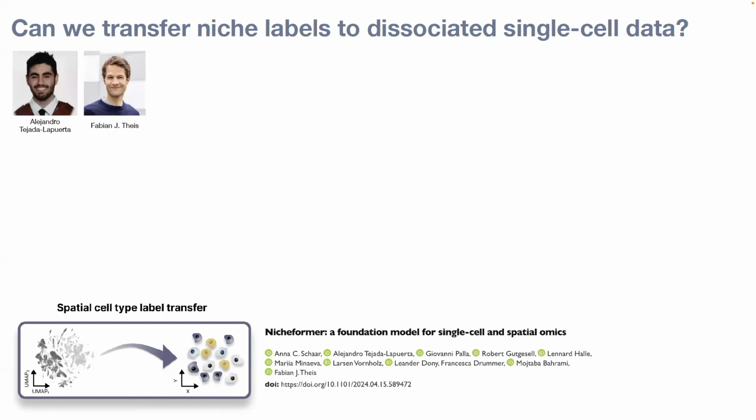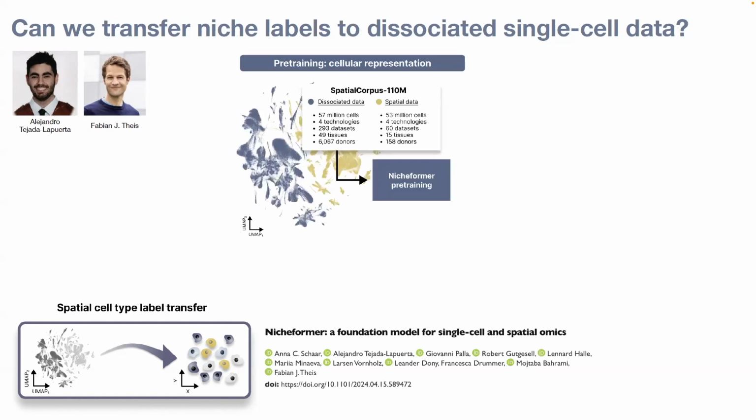And that's something I worked on for the past 1.5 years with Alejandro and Fabian in our first lab foundation model-like paper called Niche Former. What we did is we collected 110 million cells, both from single-cell RNA-seq and spatial data. And I teased you in the beginning, because one of the most interesting things, if you look at the numbers, is that we collected 57 million cells in single-cell RNA-seq, 53 million cells in spatial omics, just targeted-based assays. But then if you look at the number of data sets, it's insane.